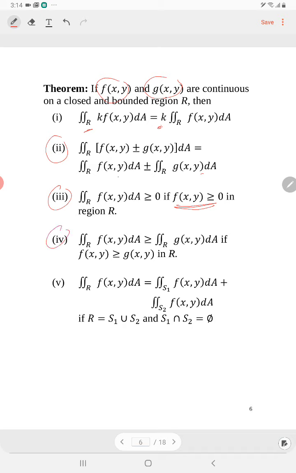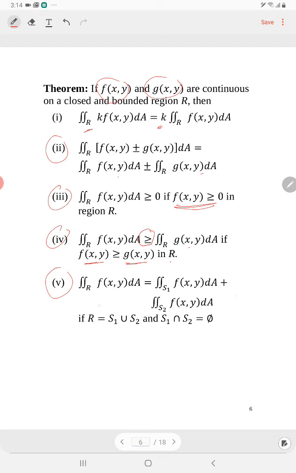Fourth, if f is always larger than function g in region R, then the integration of f over region R is also larger than or equal to the integration of g over region R. And the fifth is very important. We usually use this quite a lot as well.